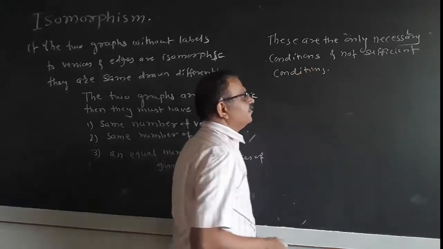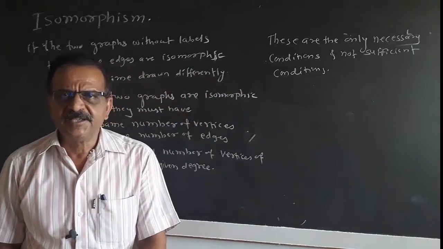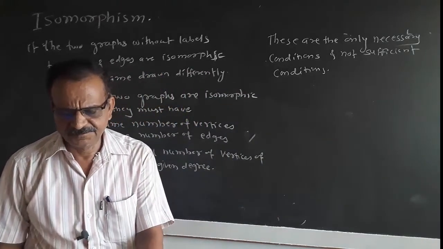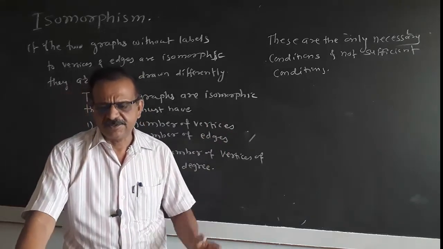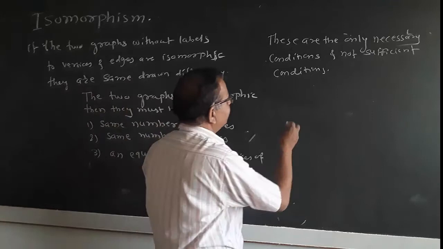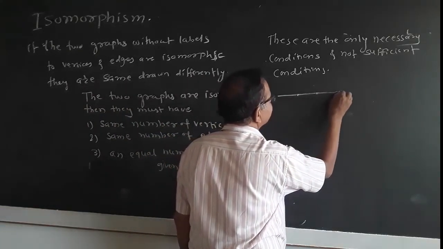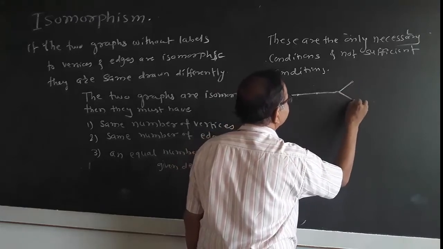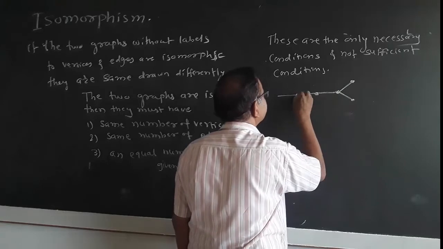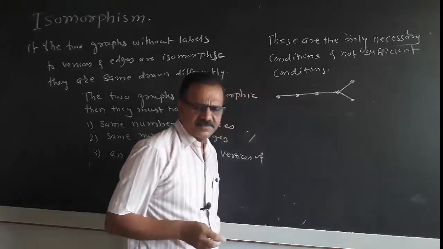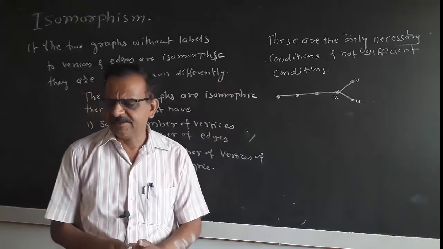For this, we shall explain that these conditions are not sufficient by drawing two graphs which satisfy all these three conditions, but they are not isomorphic. For that, suppose the first graph G1 is this graph. Its vertices are these, and we label these vertices.